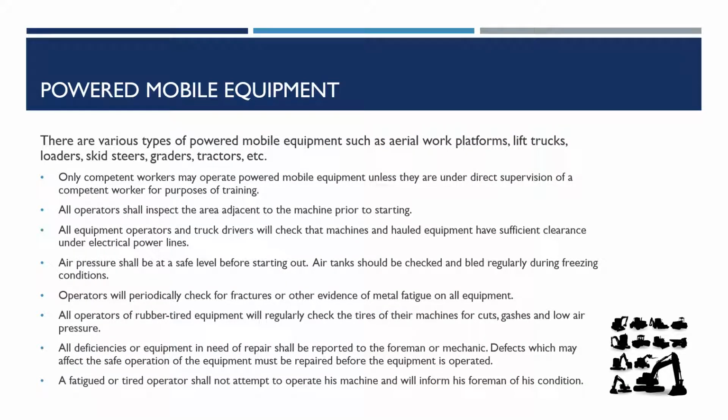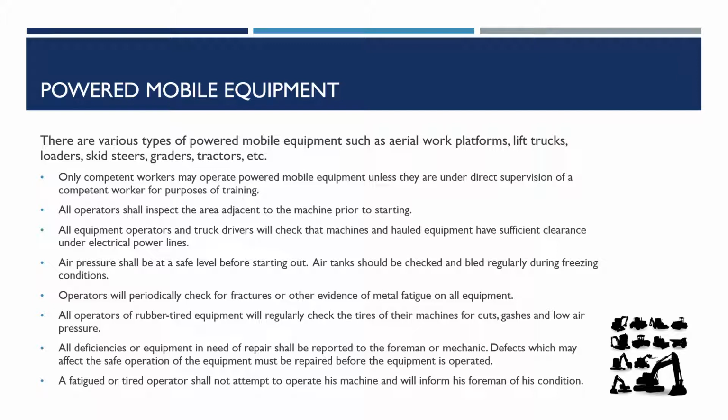Powered mobile equipment. There are various types of powered mobile equipment such as aerial work platforms, lift trucks, loaders, skid steers, graders, and tractors. Only competent workers may operate powered mobile equipment unless they are under the direct supervision of a competent worker for purposes of training. All operators shall inspect the area adjacent to the machine prior to starting. All equipment operators and truck drivers will check that the machines and hauled equipment have sufficient clearance under electrical power lines. Air pressure shall be at a safe level before starting out.